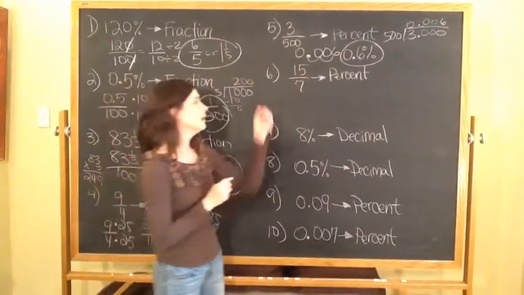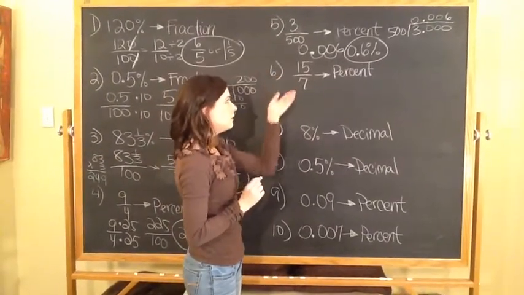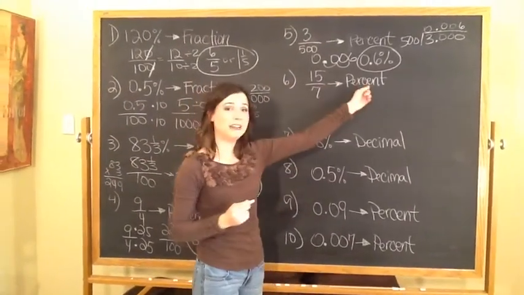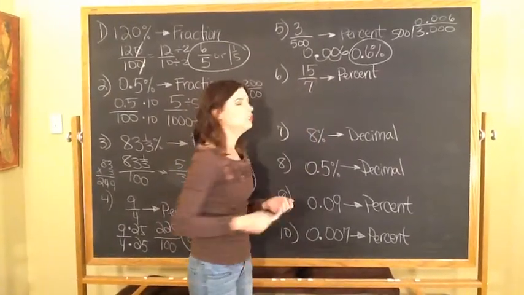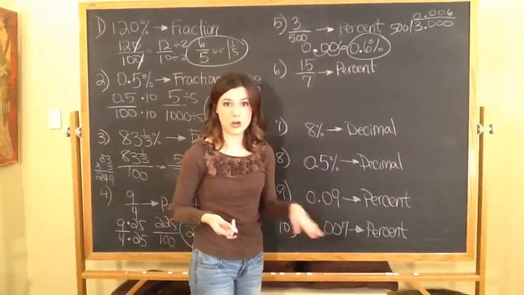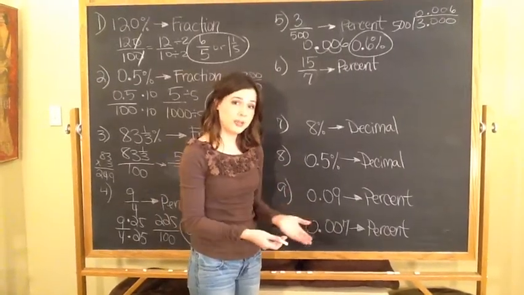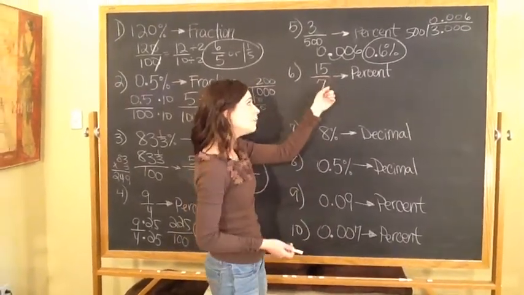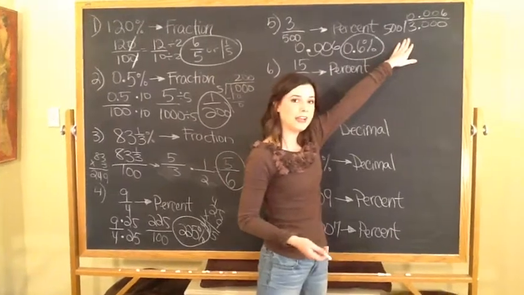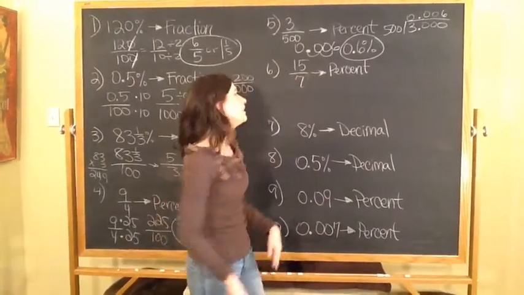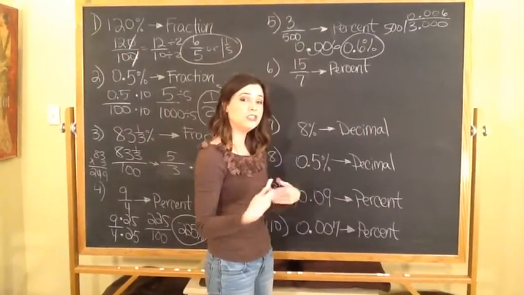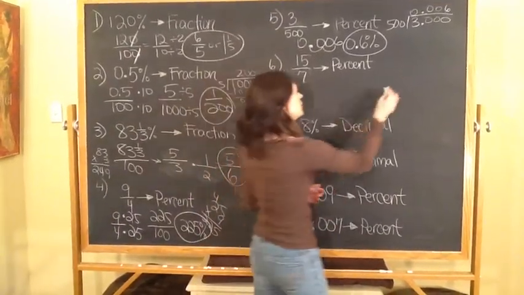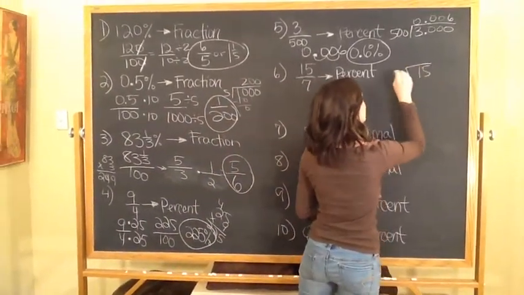Alright, let's go ahead and look at number 6. We have 15 over 7, and we're going to be changing that to a percent. So the first thing you want to look at is, can the denominator go into 100? And in this case, that is no. So we can't get the denominator to be 100, so we're going to go ahead and do the same process we did here by dividing, and then we're going to move our decimal place. So we're taking our fraction, changing it to a decimal, then a percent. So let's go ahead and do 15 divided by 7.